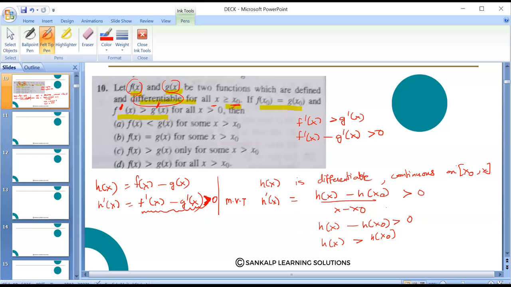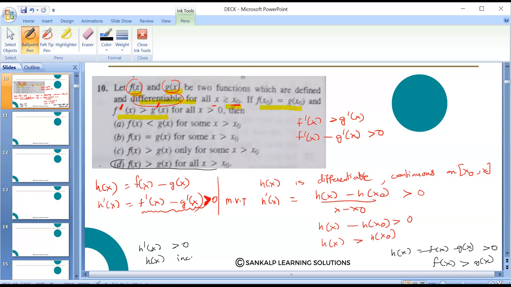That means the derivative is positive. What did we get finally is h dash x is positive. So h of x is increasing. What is h of x? f of x minus g of x. So it has to be greater than 0. That means f of x has to be greater than g of x. So it is option D, the last option.